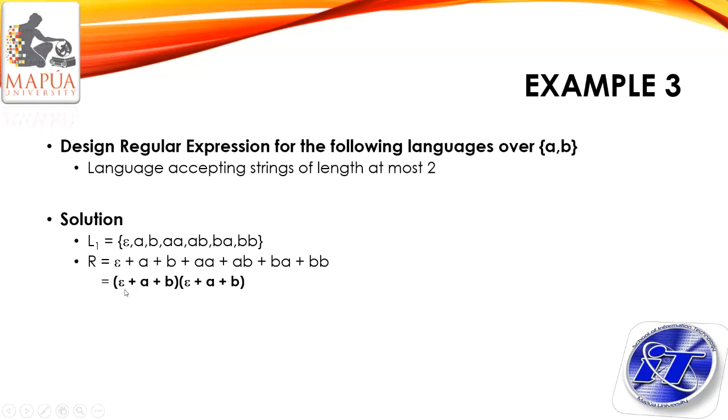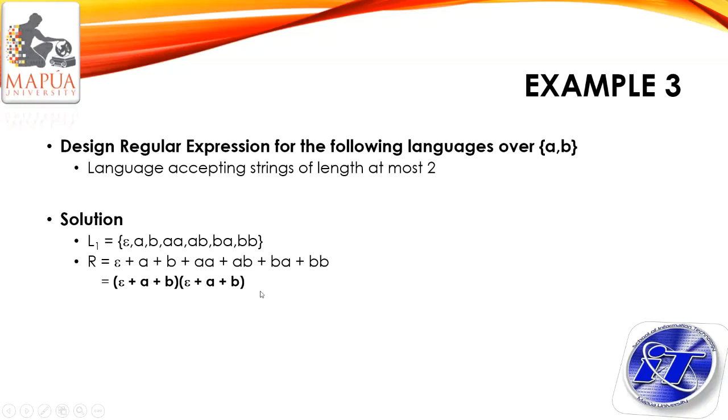So it means epsilon or A or B. It could be no symbol here and no symbol here. So we have a length of 0, which is acceptable. Or no symbol on the first, but with a symbol on the second, so a length of 1 is accepted. Same as when we have a symbol on the first term but on the second we don't have one, so it's still accepted. And if both have a symbol, it's still accepted. So this will be our answer.